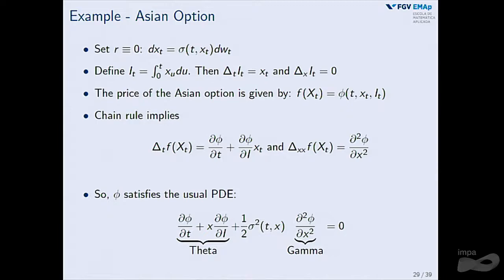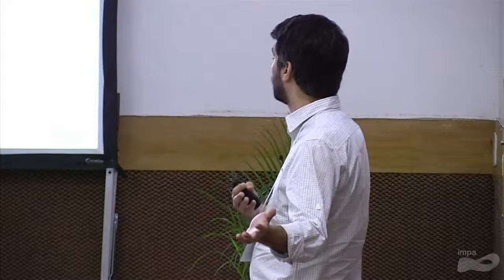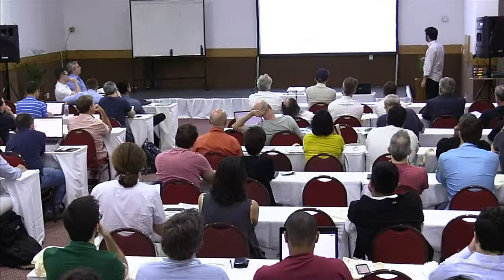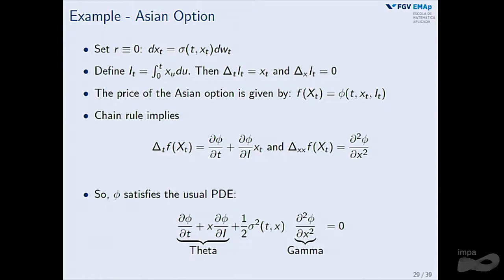You could say, okay, that's just what we did back before Bruno invented or created the functional Itô calculus. But here you can understand that the theta of an Asian option is the time derivative plus the I derivative. It's not just the time derivative. And this is not part of the delta or part of the gamma. So the gamma is just the second derivative. So you still have the trade-off between theta and gamma.